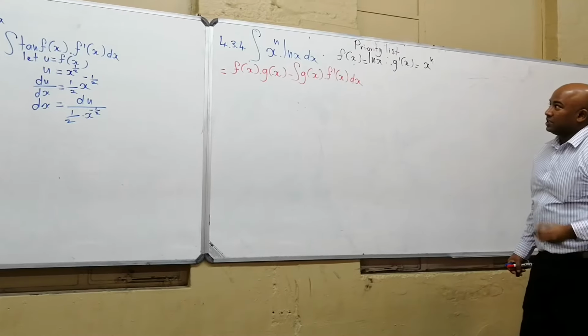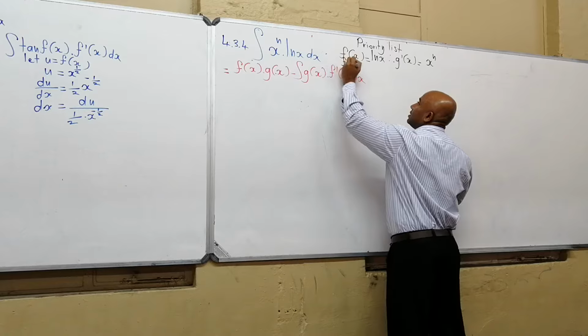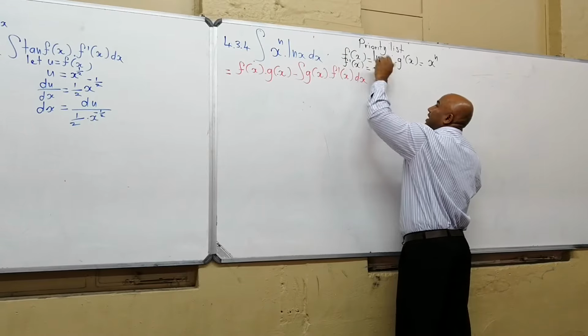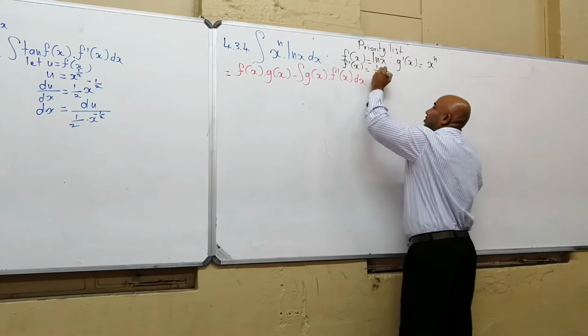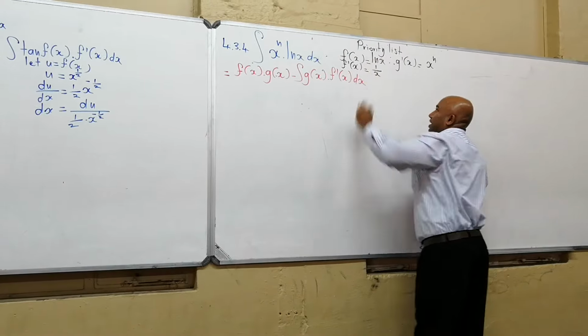Right, so what do we need to do here? We need to find f prime x. The derivative of ln x is 1 over x. Then we also need to find g of x because g of x is part of the formula. So this is g prime x. To get g of x, I need to integrate x to the power n. Okay, so n is defined as a constant, it's a number, so it's going to be x to the power n plus 1 all divided by n plus 1.